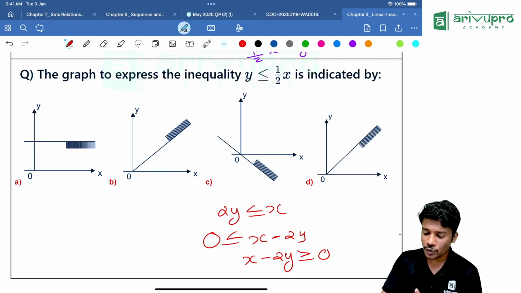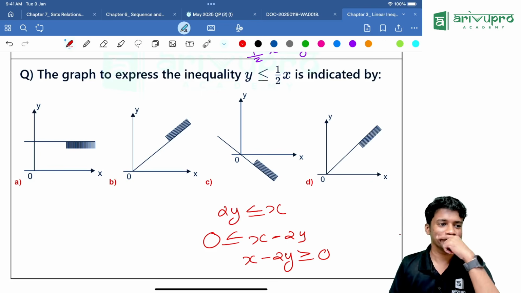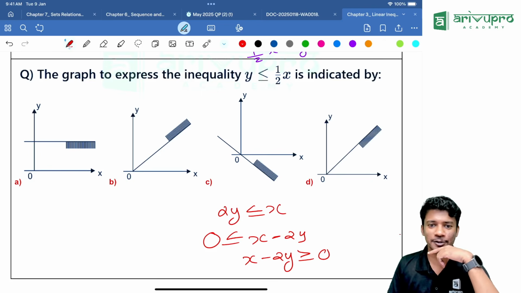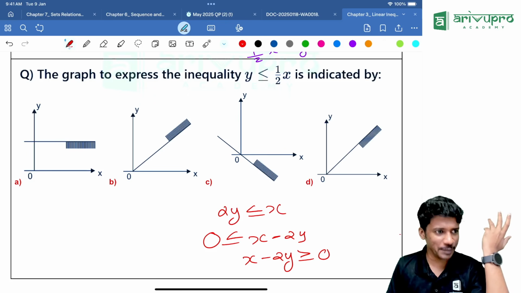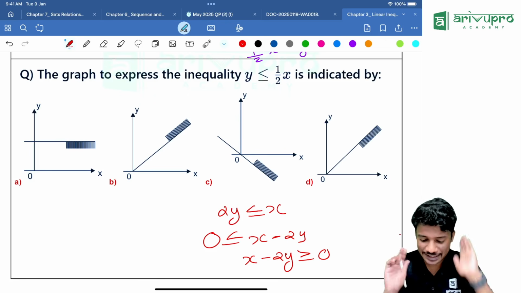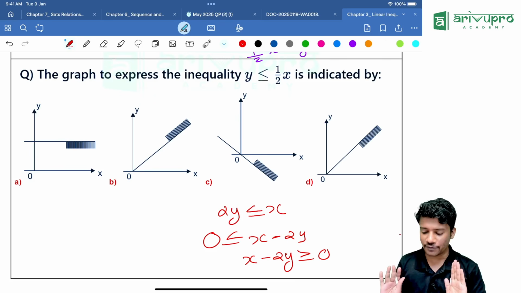Now try. Substitute x is equal to 0, y is equal to 0. What can we do? Can we make any judgment using that? Now, which is the graph? You tell me what is the right graph. Which is the right graph?